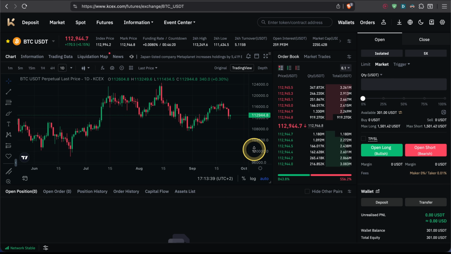To open this trade on KCEX, we simply go here to the right, click on open, set the margin mode to isolated and the leverage to 5x. For the order type, we choose market to open the order immediately, and then type in here the $1,000 position size in this case. And you can also see directly down here that we are going to use $200 of our own capital as margin.